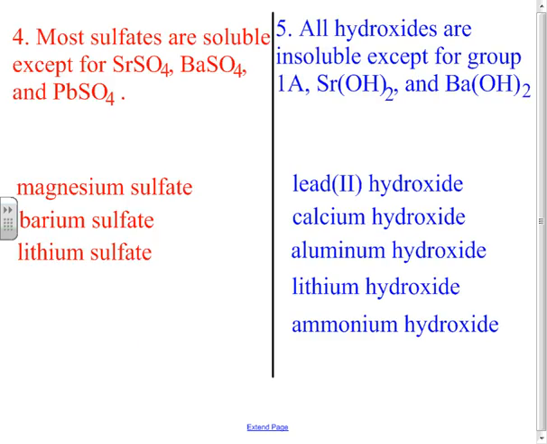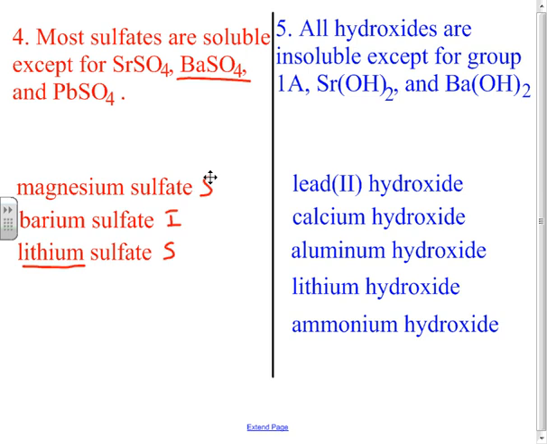Sulfates are soluble except for strontium sulfate, barium sulfate, and lead 2 sulfate. And so if we look at this list, magnesium sulfate is soluble. Barium sulfate is insoluble because it's one of the exceptions to the solubility of sulfates. Lithium sulfate is soluble because it's not one of the exceptions, and it does contain a lithium ion, and lithium salts are soluble according to Rule 2.